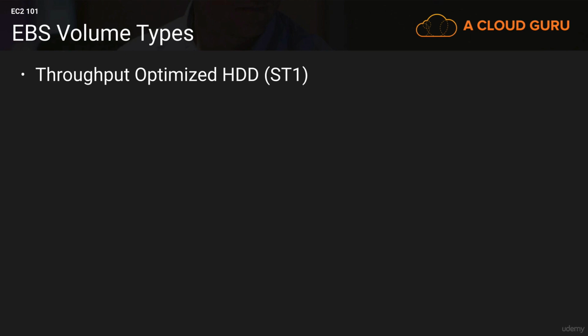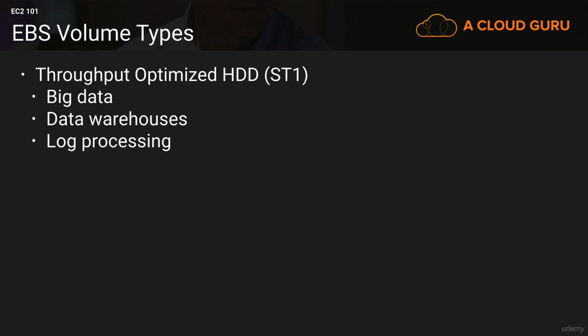Moving on to magnetic storage. In the previous slide, we were talking about SSD. We're now talking about magnetic storage, and these are your old school physical, spinning disks. So we've got throughput optimized hard disk drive, and this is known as ST1. This is typically used for things like big data, data warehouses, log processing, etc. It's where you've got large amounts of sequential data. So that's data that's written in sequence as opposed to data that's non-sequential, where it's spread all over the disk. This is where it's written in sequence, and they basically optimize the throughput for these devices. So again, these would be used for big data, data warehousing, log processing, etc.